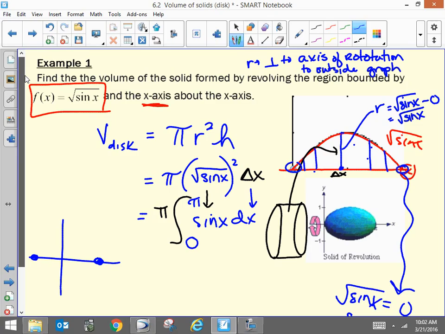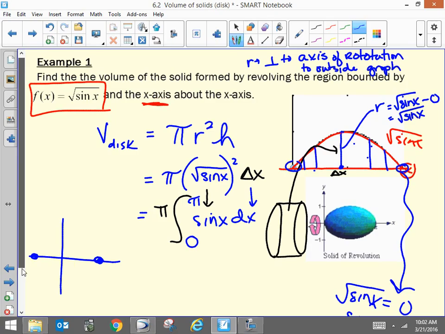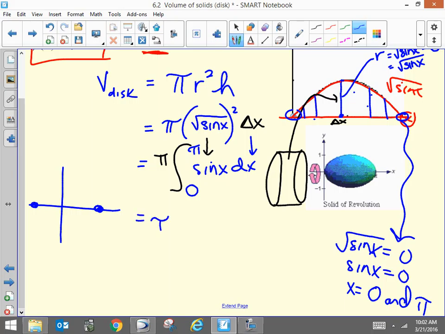Okay? Anybody else? All right, let's do it. Let's do this one by hand. Again, leave that pi out of it until we're done. What's the antiderivative of sine of x?